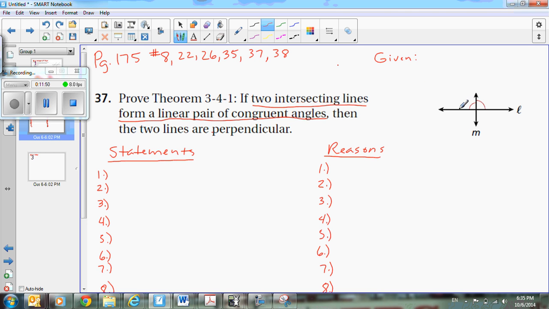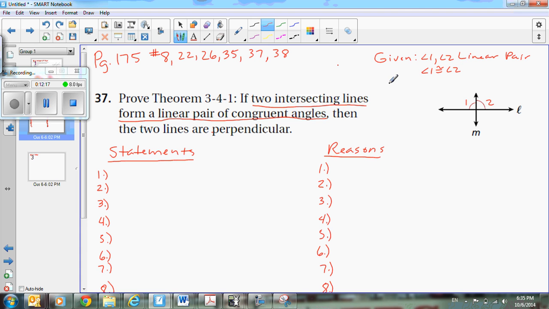Okay, so let's go over here to our diagram. Let's label these angles 1 and 2. Okay, so what are we assuming? That we have a linear pair. So we're going to assume that angle 1 and angle 2 form a linear pair. Okay, and it also says in the hypothesis a linear pair of congruent angles. So let's also assume that angle 1 is congruent to angle 2.